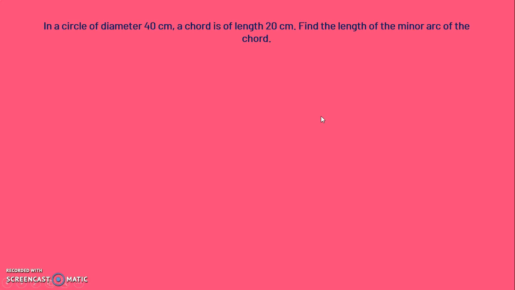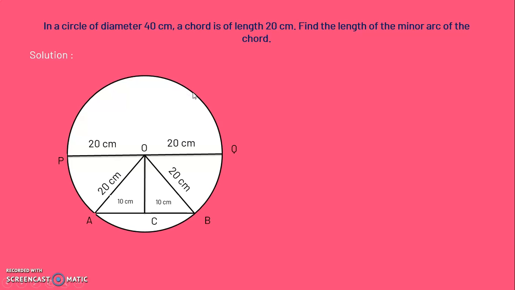So your fourth problem is, in a circle of diameter 40 centimeter, a chord is of length 20 centimeter, and find the length of the minor arc of the chord. So consider a circle of diameter 40 centimeter, that is here. O is the center of the circle, PQ is the diameter, so it is given as 40 centimeter here.